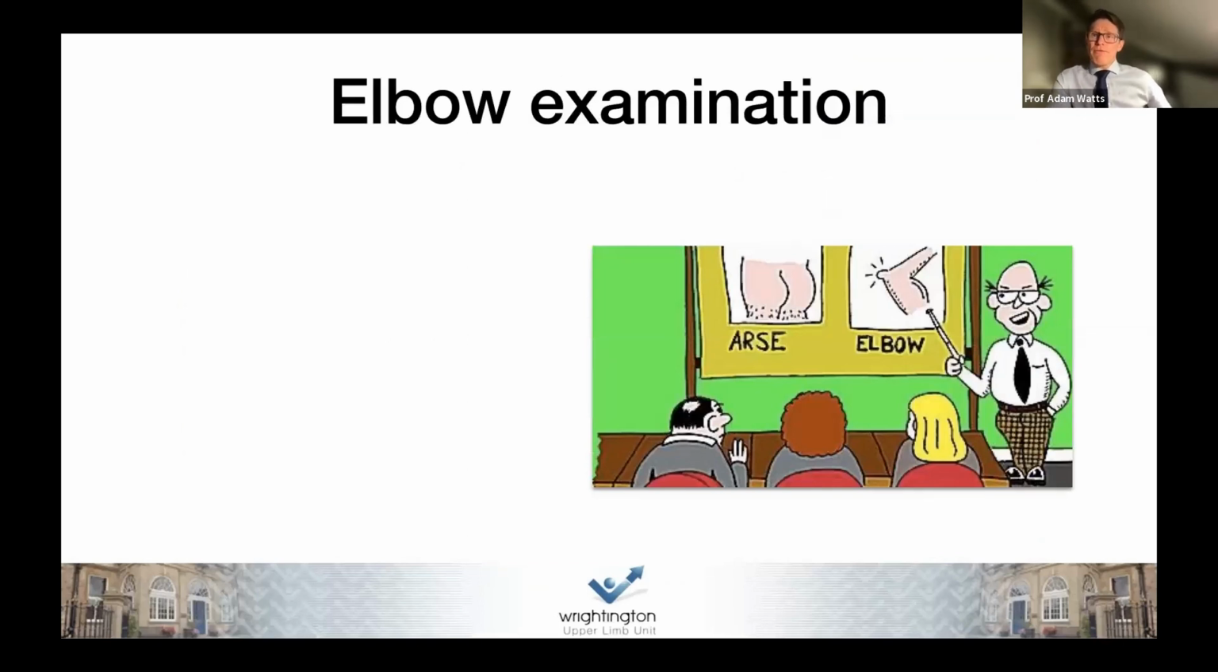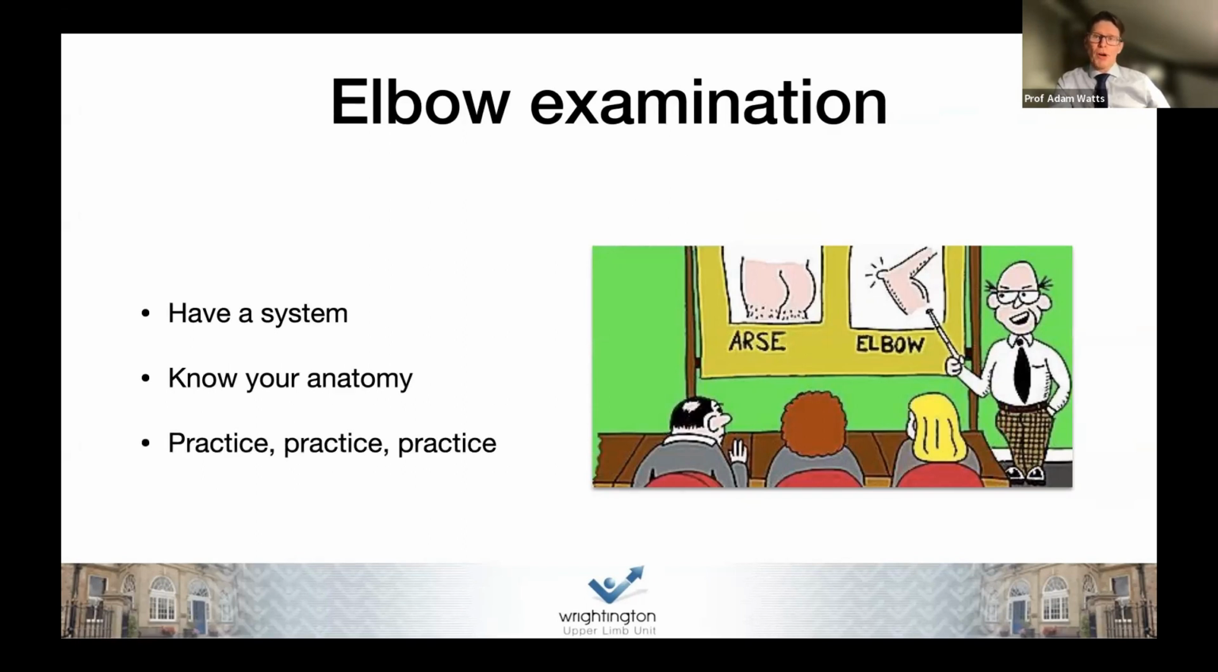So that's a really brief run through some key points of elbow examination. It's not exhaustive, and there are many other special tests that we could go through. If you've got further questions, I'm happy to answer that. But you need to have a system. It doesn't matter what your system is, but have a system. Know your anatomy well. Every good examination is based on a thorough understanding of the anatomy. And of course, practice. The more you examine the elbow, the better you'll get at making the diagnosis. Thank you very much indeed.